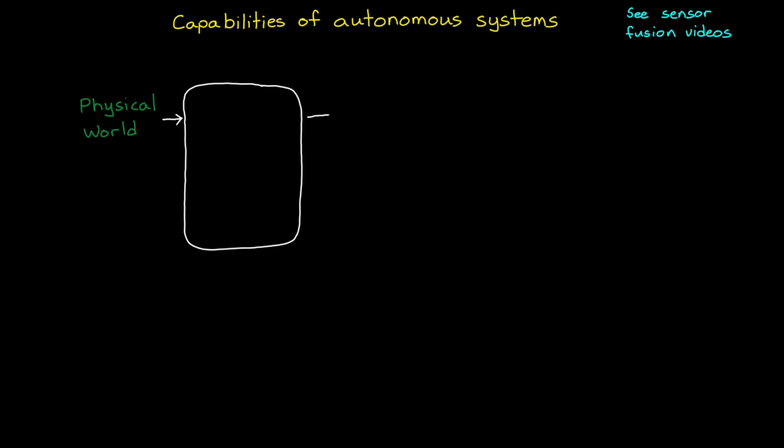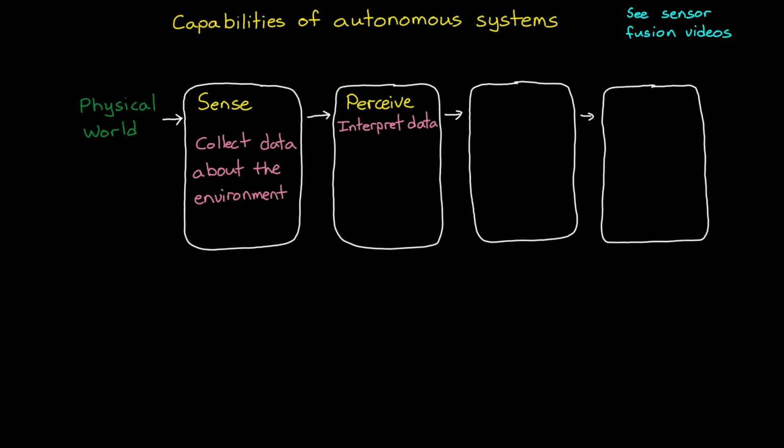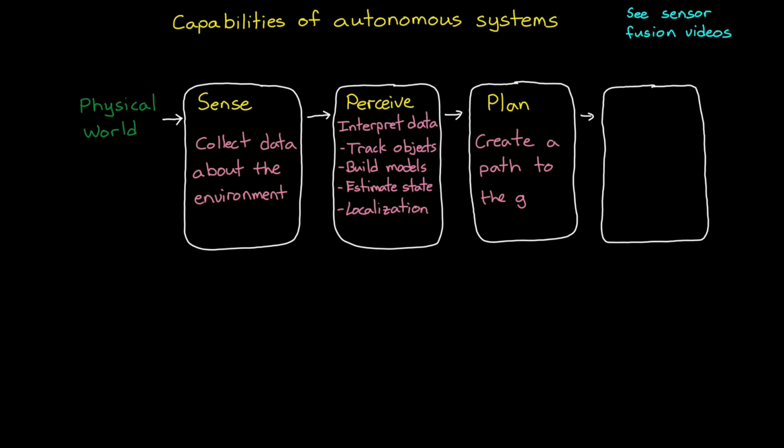Autonomous systems need to interact with the physical world, and part of interaction is to collect data about the environment using sensors. This sensor data has to be interpreted into something that is more useful than just measured quantities. These are things like understanding where other objects and obstacles are, and building a model or a map of the environment, and understanding the state of the autonomous vehicle itself, what its location is and orientation. And with this information, the vehicle has everything it needs to plan a path from the current location to the goal, avoiding obstacles and other objects along the way.